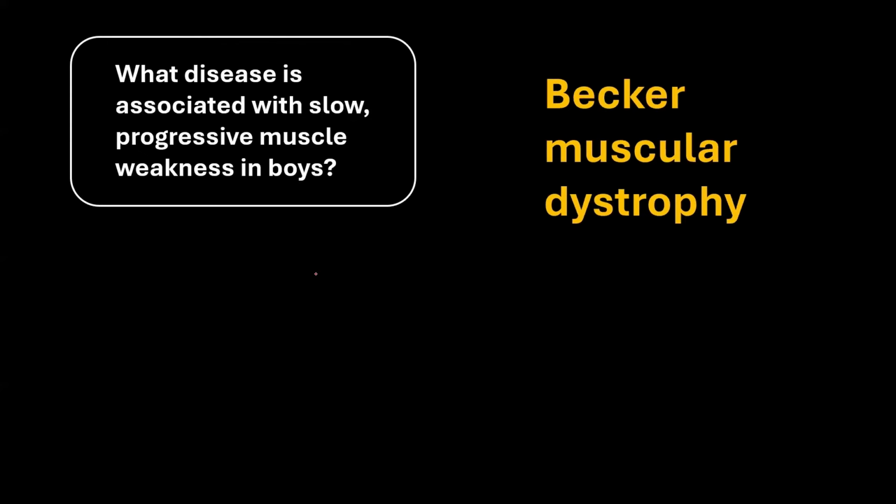Okay, what disease is associated with slow progressive muscle weakness, mostly in boys? Yeah, nice. Becker's muscular dystrophy. What's the inheritance of Becker and Duchenne muscular dystrophy? It's X-linked. I think it's X-linked recessive, because if it were X-linked dominant, then women would have it too, right? So it's X-linked recessive because it's more common in boys.